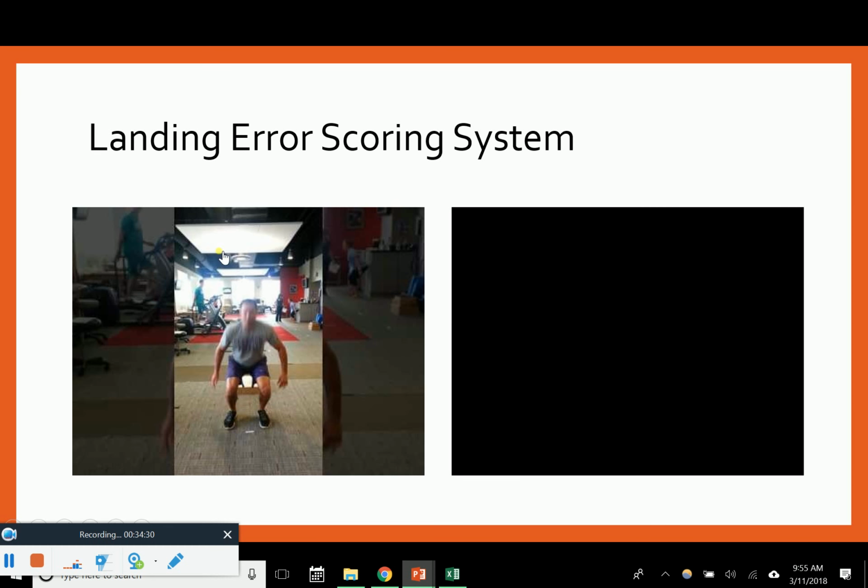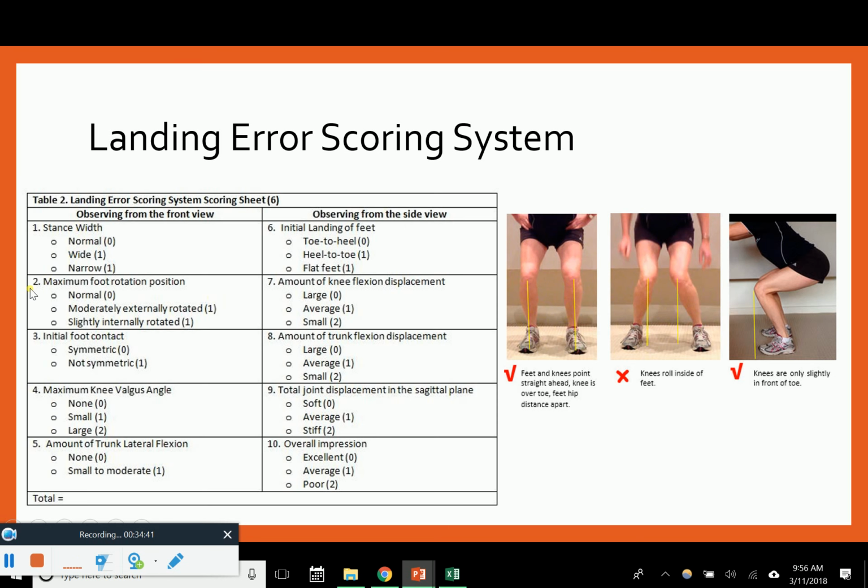Let's see if these videos work. This is of the landing error scoring system. And they might not, and that's fine. Well, let's move on. The landing error scoring system looks something like this.